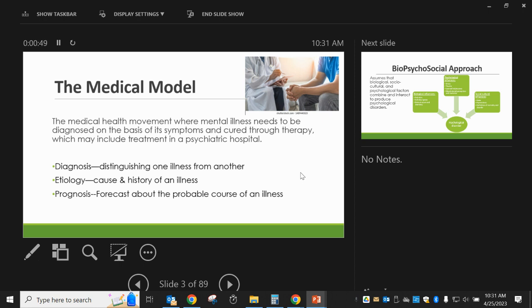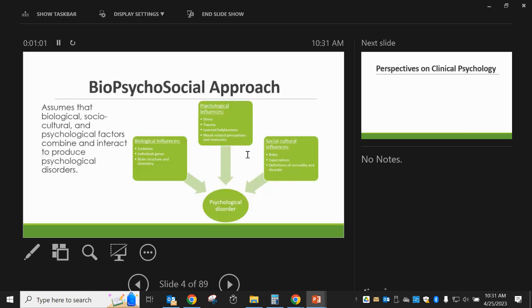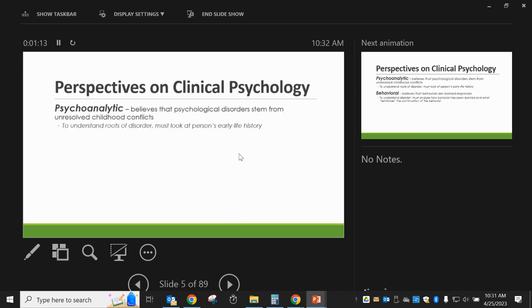Mental illnesses still follow the medical model and that we want to diagnose. A key word there: etiology. We want to know the cause and history of an illness. And then the prognosis is the forecast about the probable course of an illness. The biopsychosocial approach, when we're talking about abnormal behaviors, means that we're going to look at a biological approach, the psychological influences, and then also social influences.